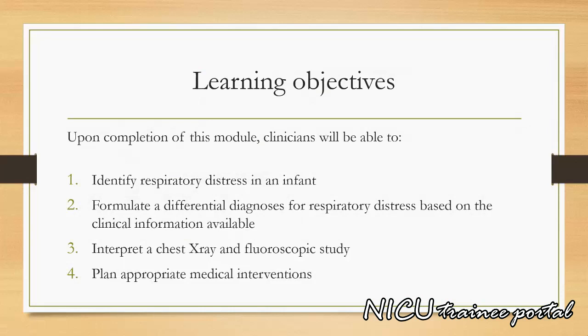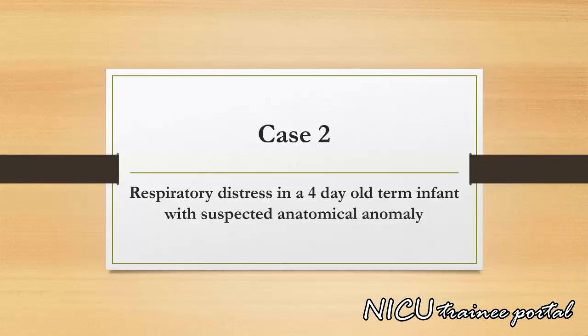Welcome to the NICU Radiology Casebook series. Upon completion of this module, clinicians will be able to identify respiratory distress in an infant, formulate a differential diagnosis for respiratory distress based on the clinical information available, interpret a chest X-ray and fluoroscopic study, and plan appropriate medical interventions. Case 2 is a case of respiratory distress in a 4-day-old term infant with a suspected anatomical anomaly.